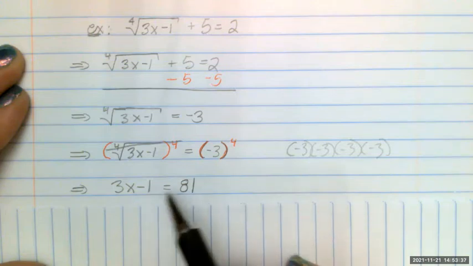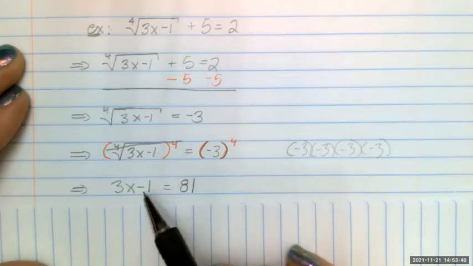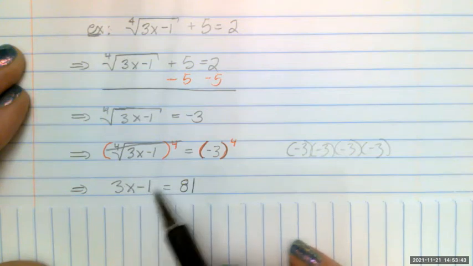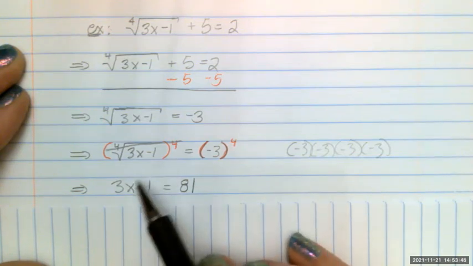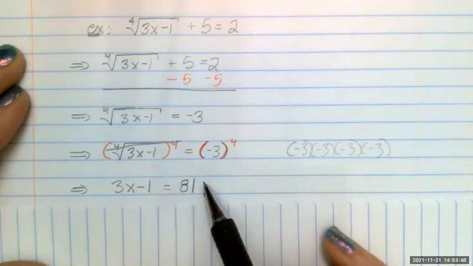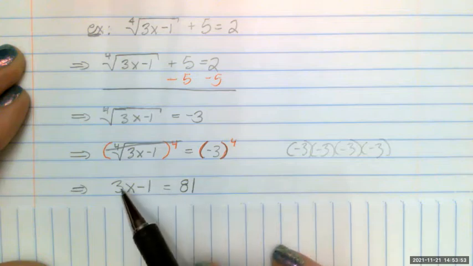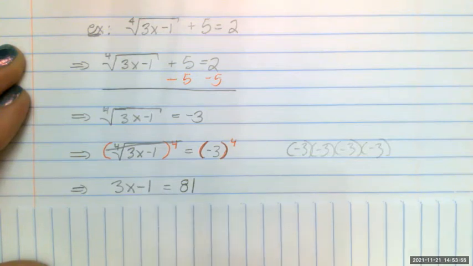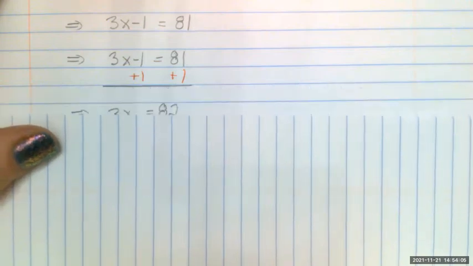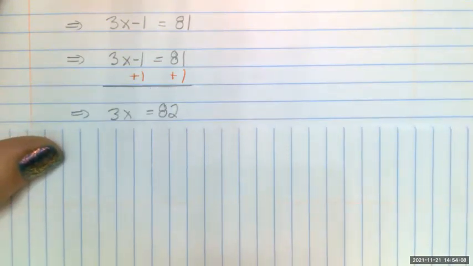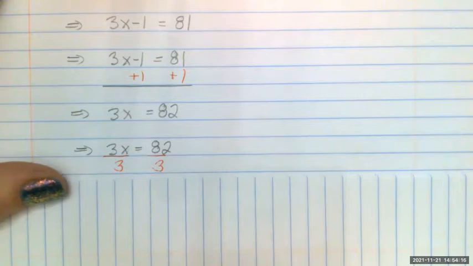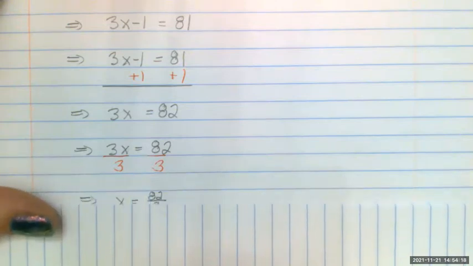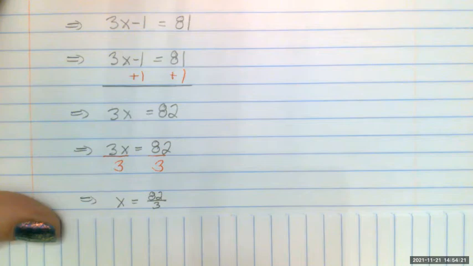From here, this looks like a regular problem we've been dealing with all semester. I want to solve for x. No radical remains, so we're skipping step 4 because no radical remains. Let's simply solve this. This is step 5. In order to get 3x by itself, I'm going to add 1 to both sides. By adding 1 to both sides, I get 3x is equal to 82. To get x completely by itself, I'm going to divide both sides by 3. I end up with x equals 82 over 3.